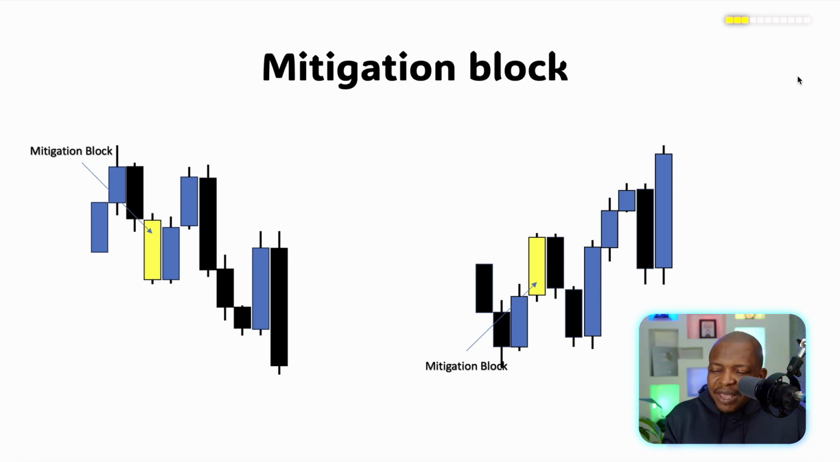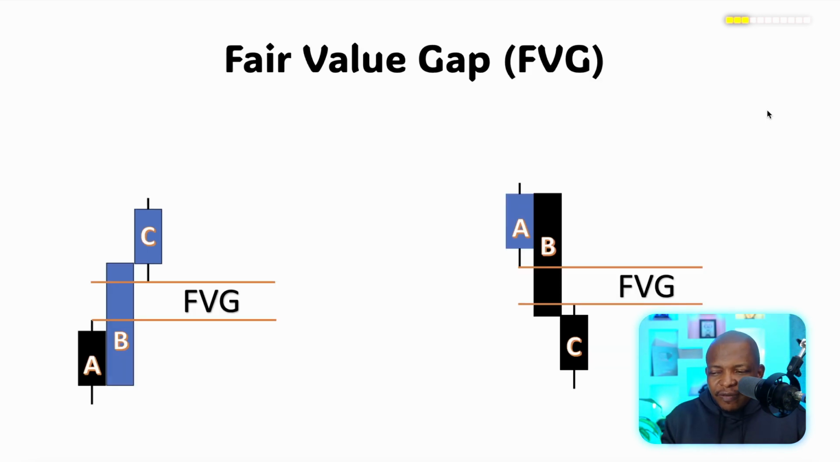Now, what makes these blocks valid is what we call the fair value gap. What is the fair value gap? If you look at this, you have these three candles: candle A, B, and C. The gap between candle A and candle C is called the fair value gap. The same thing for a market that is coming down: candle A, B, C, it's a gap between candle A and candle C. So call this the fair value gap.